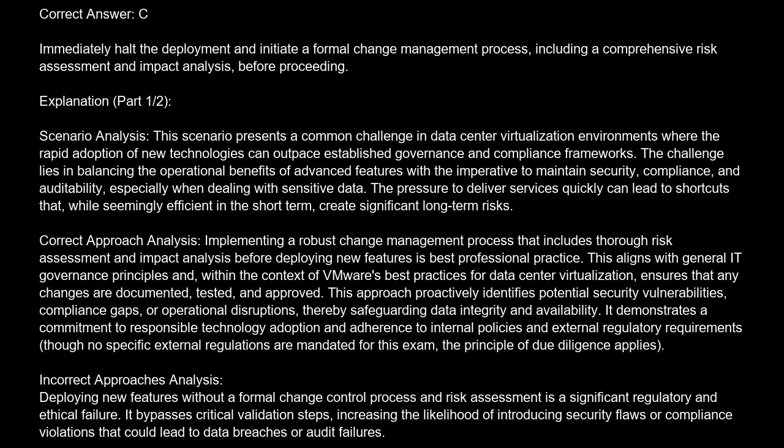This approach proactively identifies potential security vulnerabilities, compliance gaps, or operational disruptions, thereby safeguarding data integrity and availability. It demonstrates a commitment to responsible technology adoption and adherence to internal policies and external regulatory requirements.